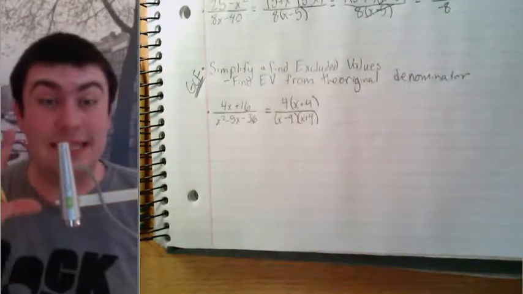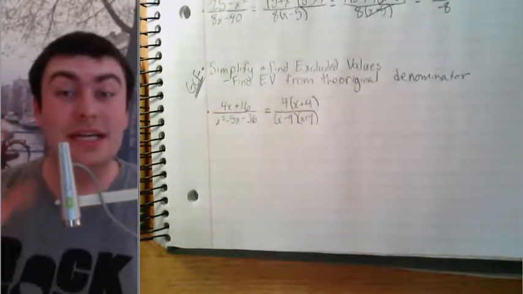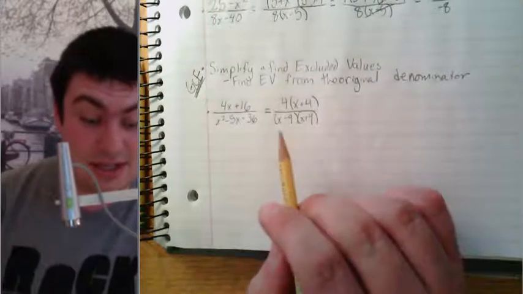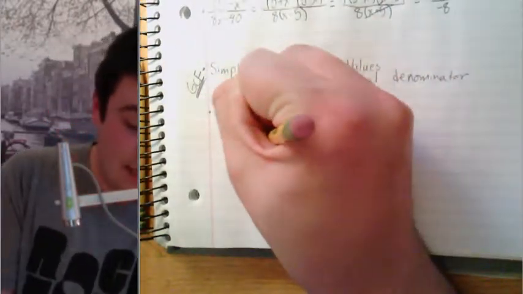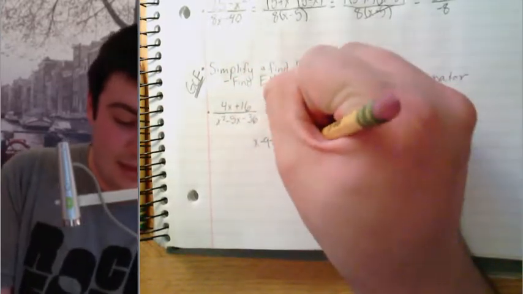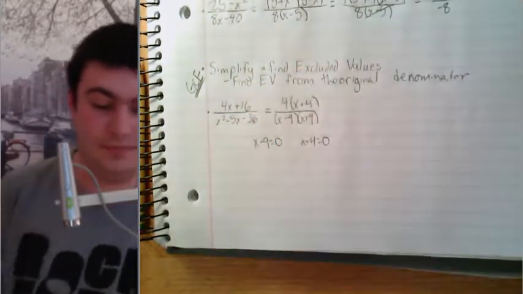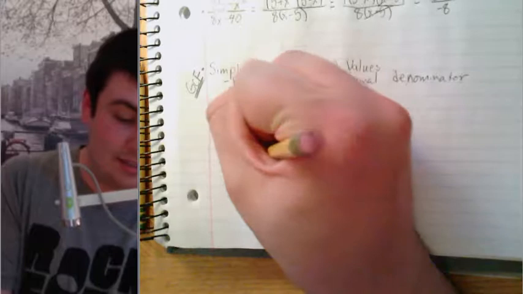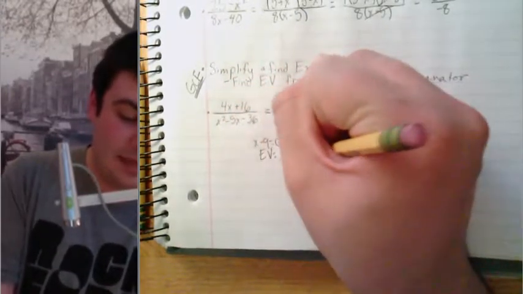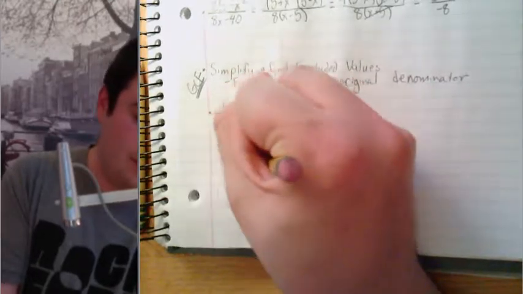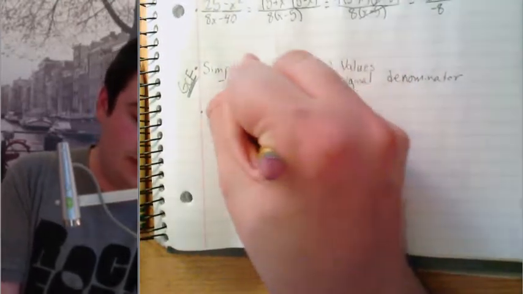Now, let's take a quick second and pause before we reduce to find our excluded values. So we set this x minus 9 times x plus 4 equal to 0, so x minus 9 equals 0, x plus 4 equals 0. So we can say that our excluded values are when x equals 9 and when x equals negative 4. Those are our two excluded values.